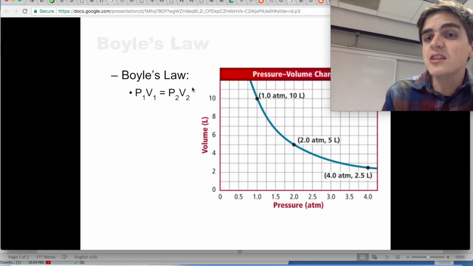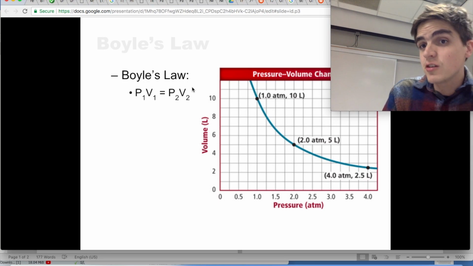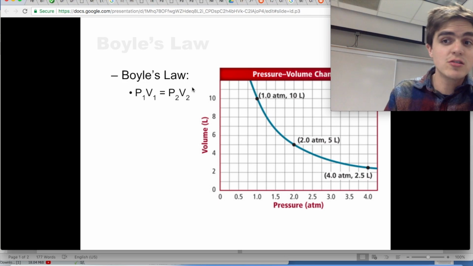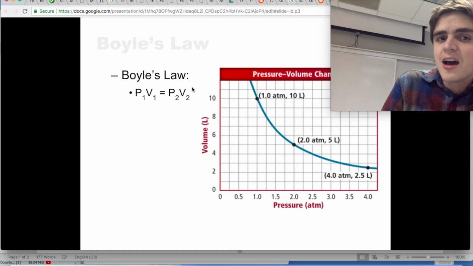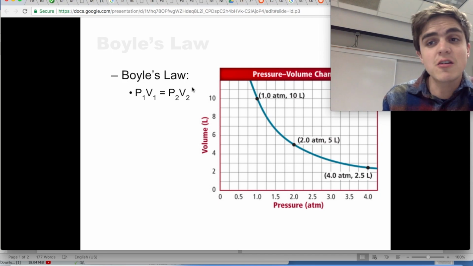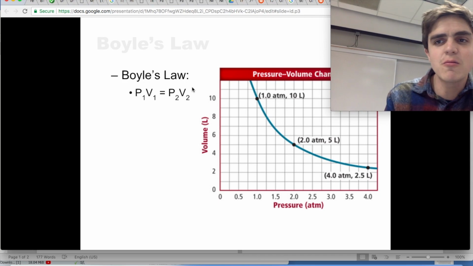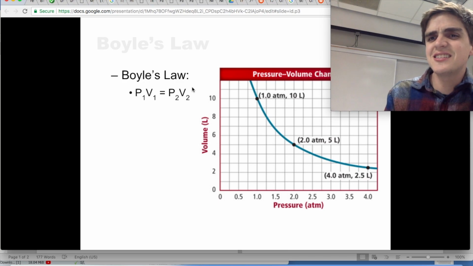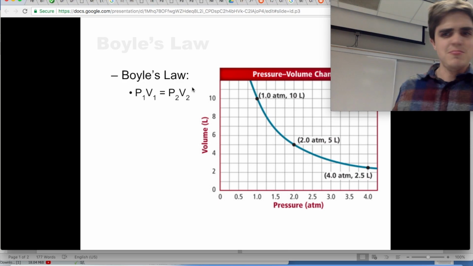It's pretty easy. And take note, as long as the P's are in the same units, like atmospheres and atmospheres, torrs and torrs, PSI and PSI, I don't care. As long as they're in the same units, it's going to work. Same thing with the volumes. They can be milliliters, centimeters cubed, liters, whatever. As long as it's the same unit on both sides, this is going to work out beautifully.